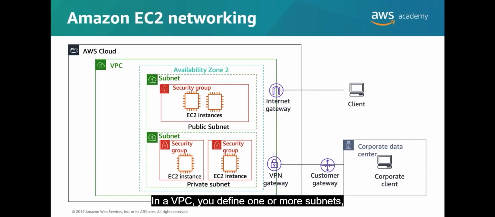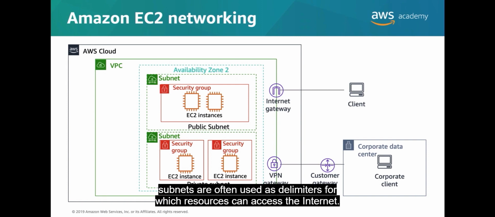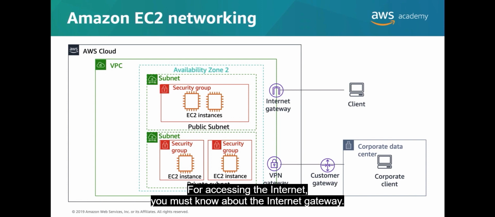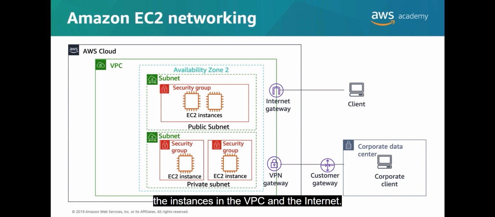What goes into a VPC? In a VPC, you define one or more subnets, which are effectively logical network segments, each contained within a single availability zone. Subnets are often used as delimiters for which resources can access the internet. For accessing the internet, you must know about the Internet Gateway. Though it's simple to configure, an Internet Gateway is a fully horizontally scaled, redundant, and highly available component of a VPC that allows communication between the instances in the VPC and the internet.